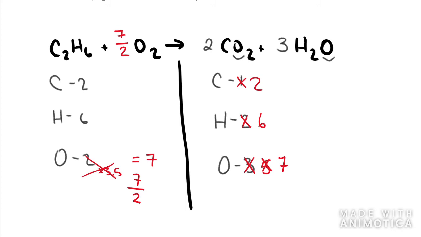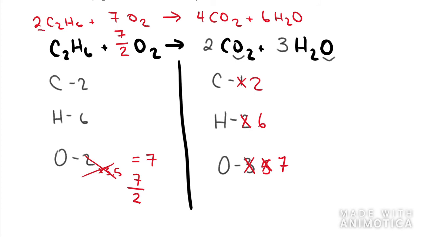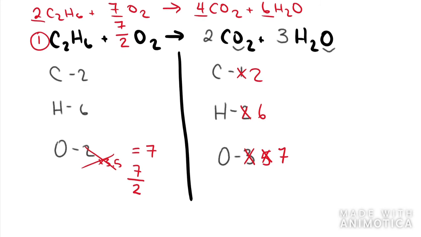The other thing you can do is multiply the entire equation by 2 to get rid of the fraction. So we'd end up with 2C2H6 plus 7O2 gives me 4CO2 plus 6H2O. And all I did was multiply every single coefficient by 2. Remember, the blank one means it's a 1, so 1 times 2 gives us 2. I'll accept either way. It doesn't really matter which way you want to use.